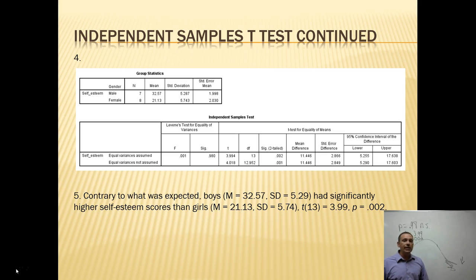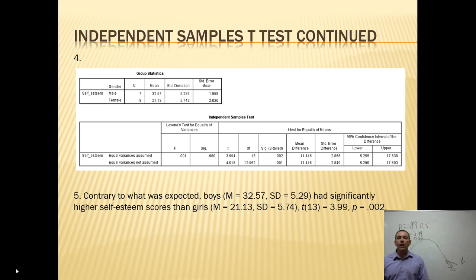If you go back and look at the means for males and females, now we can look at those means and make a conclusion. Wow, there was a difference. We found it was statistically significant, but it turns out it wasn't what the researcher thought. It was actually the opposite. It turns out boys with a mean of 32.57 are significantly higher than girls with a mean score of 21.13.